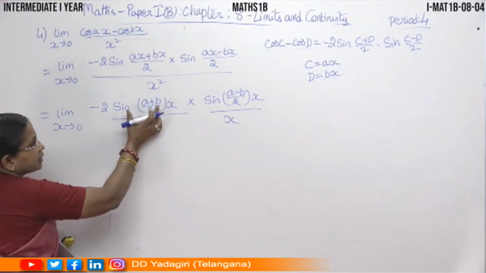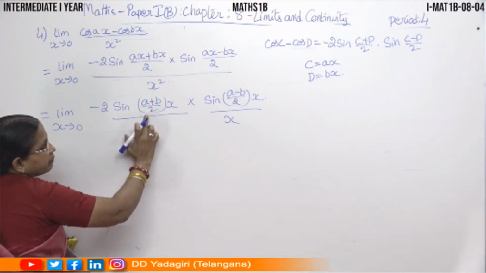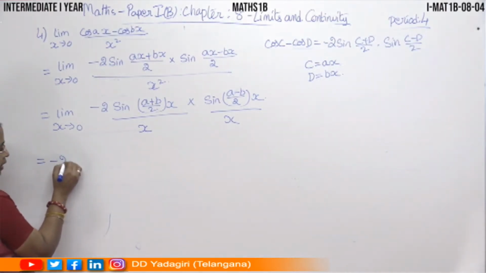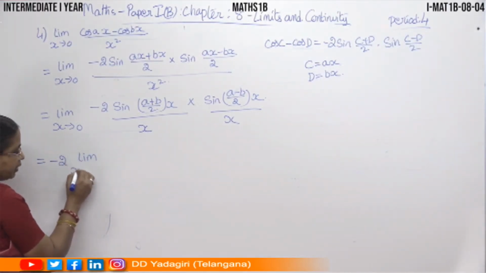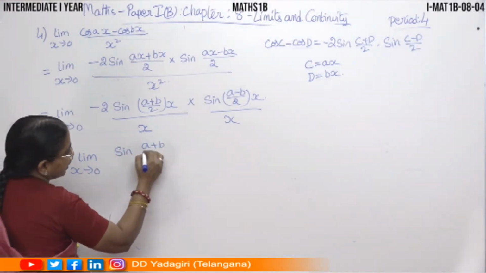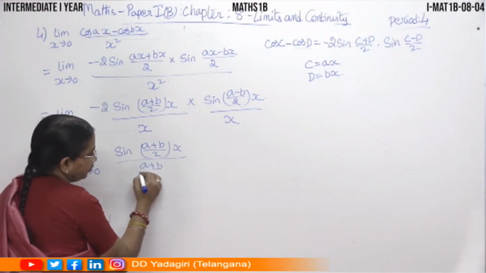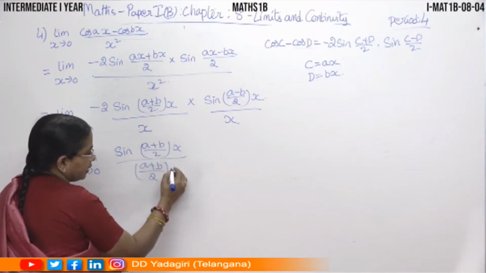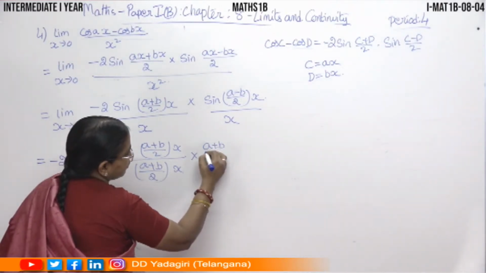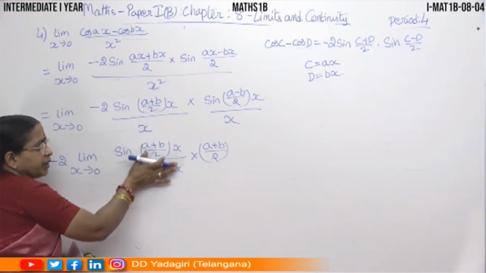Now this should be written in the standard form. So in the place of x you have this whole thing. A plus b by 2 is missing. So multiply and divide by (a plus b) by 2. We'll write minus 2 outside and then limit x tending to 0 of sine of (a plus b) by 2 into x, by (a plus b) by 2 into x. You are dividing by (a plus b) by 2, so multiply by (a plus b) by 2, so that it will be in the standard form of sine theta by theta.